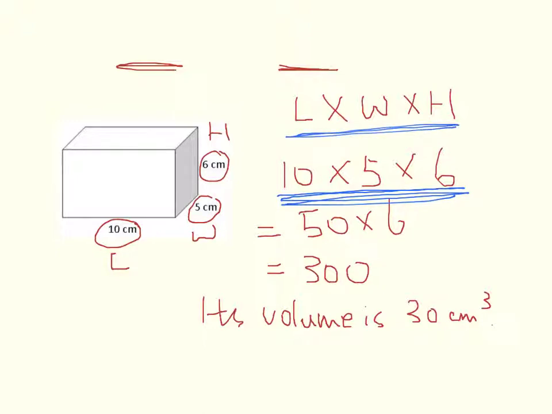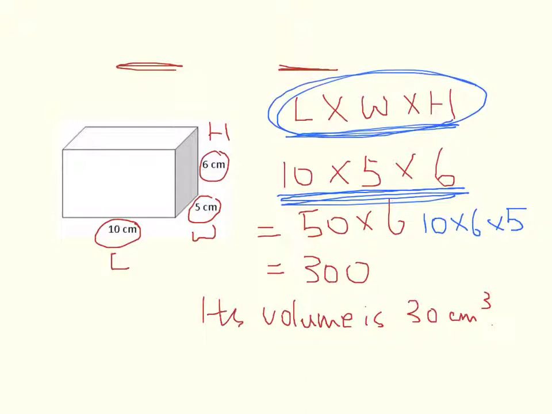Okay, don't mix up the order. Okay, don't write 10 times 6 times 5. Don't mix up the order, because 6 is the height. Height should actually be the last number to be multiplied. Okay, so please follow the order of this one, length times width times height.